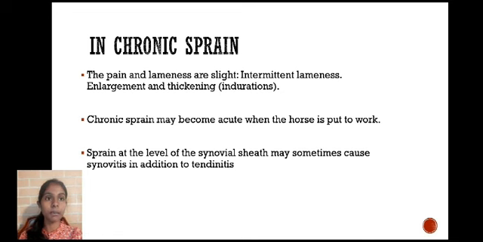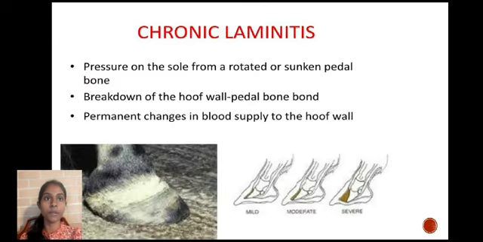Chronic sprain may become acute when the horse is put to work. Sprain at the level of synovial sheath may sometimes cause synovitis in addition to the tendinitis. Synovitis is thickening of the synovial membrane. In chronic laminitis, pressure on the sole from a rotation or sunken pedal bone is usually seen. Breakdown of the hoof wall pedal bond. Permanent changes in the blood supply to the hoof wall is seen.